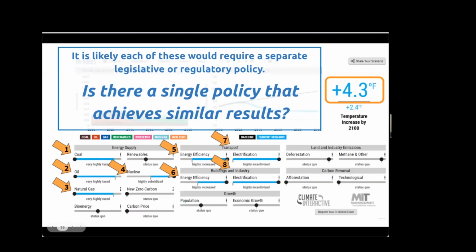You can see that those differences are still there, but we've added 5, 6, 7, and 8, which is energy efficiency and electrification of transport, and then energy efficiency and electrification of buildings and industry. And now we're down even to 4.3, which is a good bit more. And the thing about this is it's really easy to move these sliders and make inroads, but each one of those would probably require a separate legislative or regulatory policy to enact. So is there a single policy that achieves similar results? That's what we're looking for.